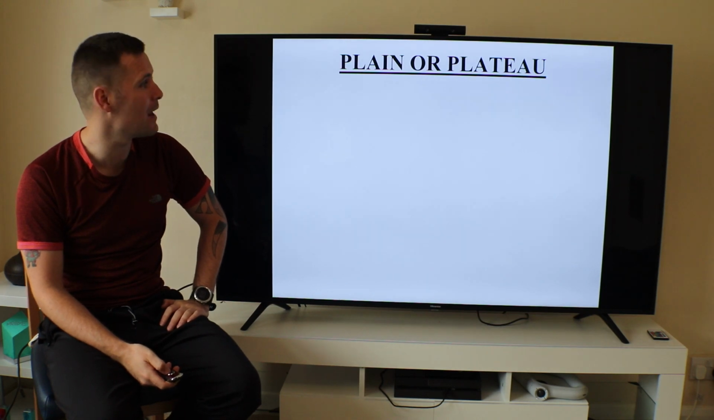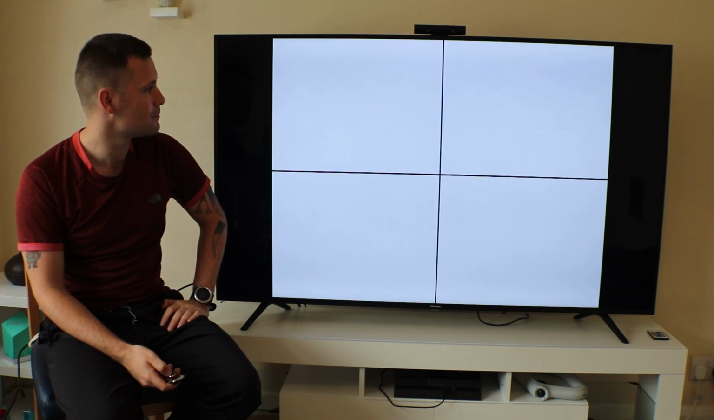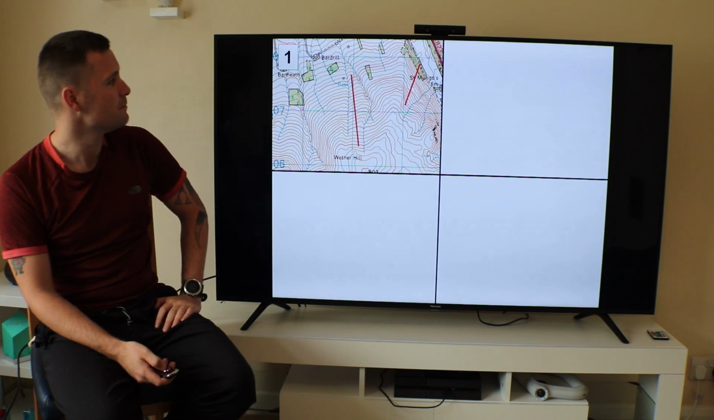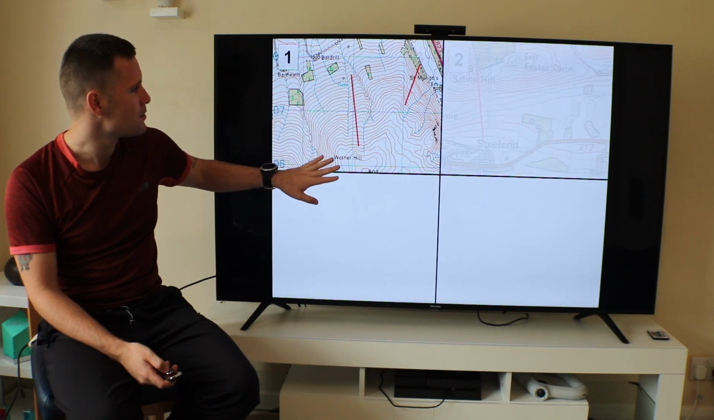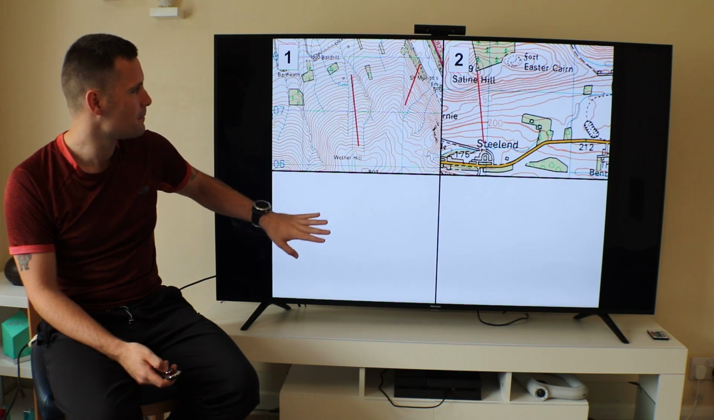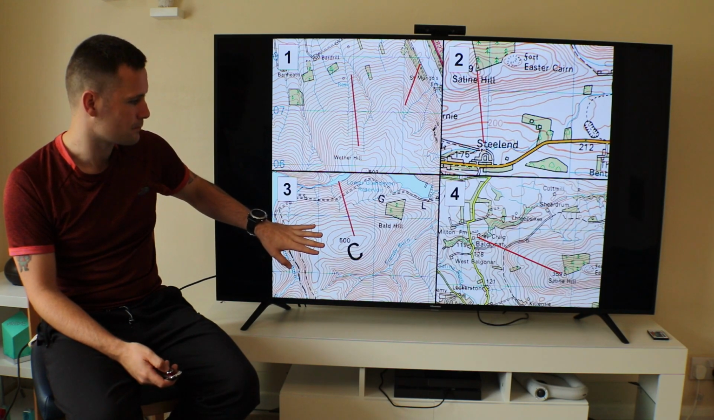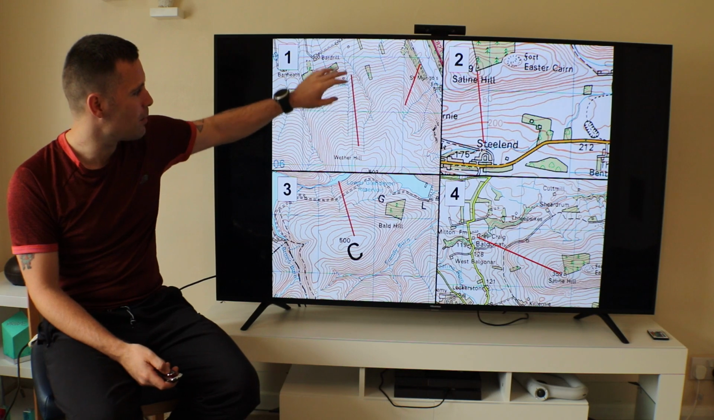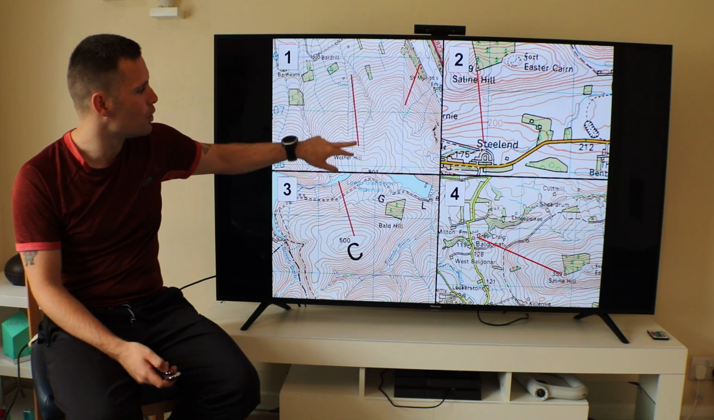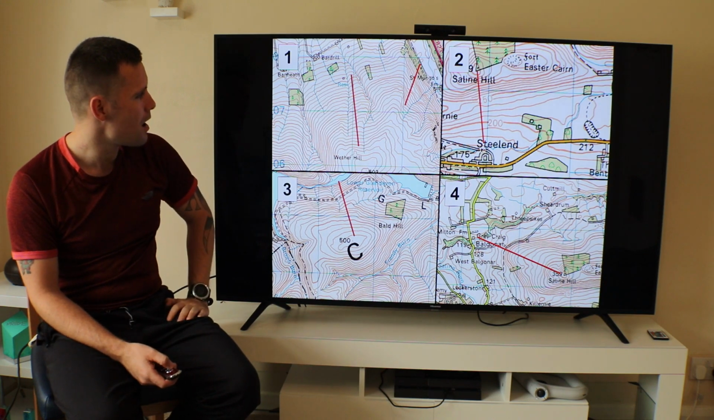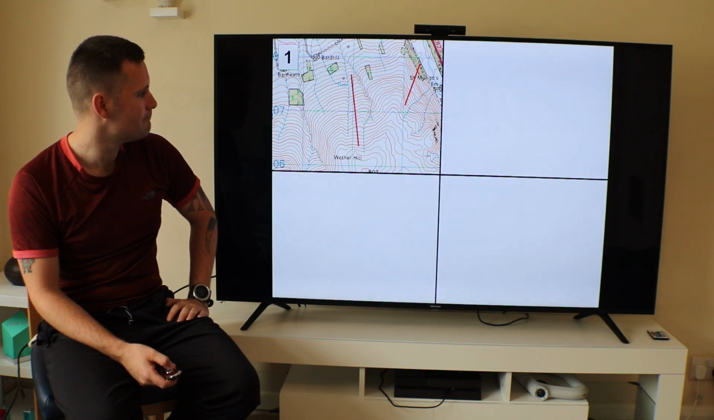A plain or a plateau. So you can see a few of them here. What do I mean by a plain? Let's get them all up actually. A plain or a plateau, it's just even. There's not much going on. It's just flat.